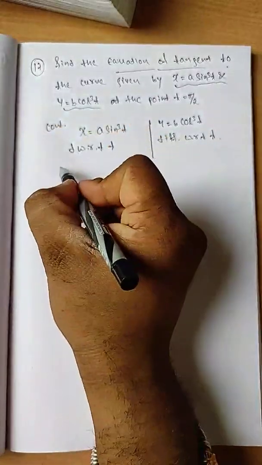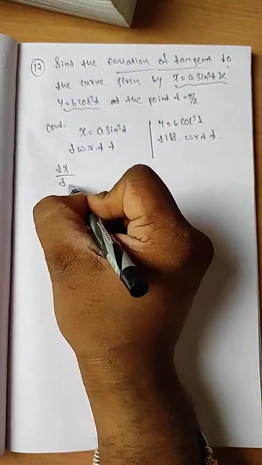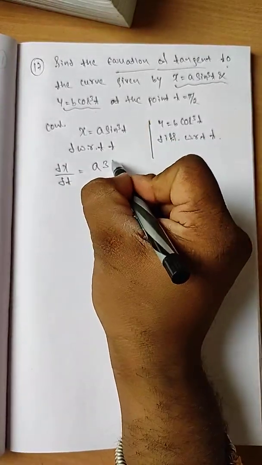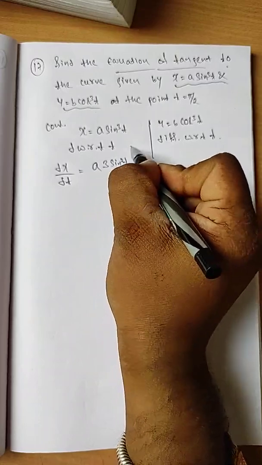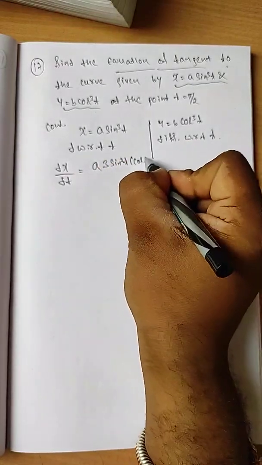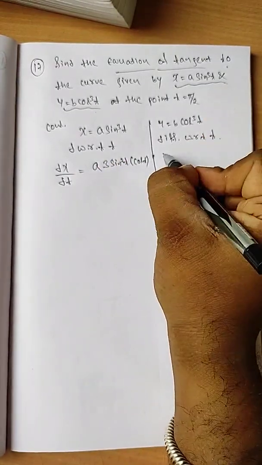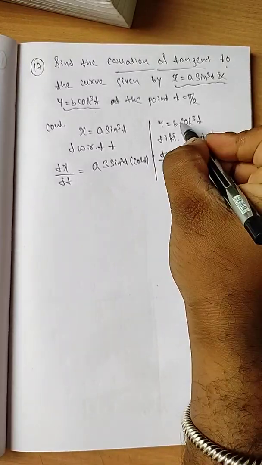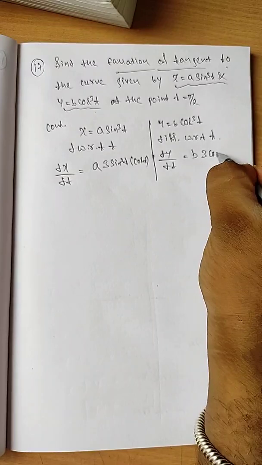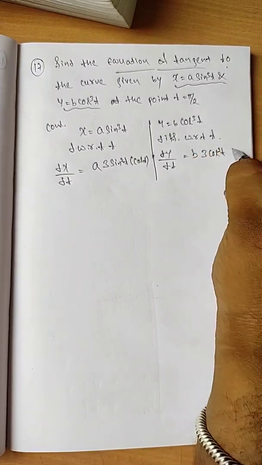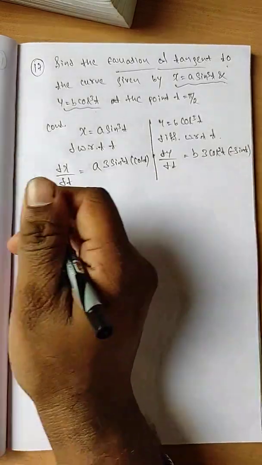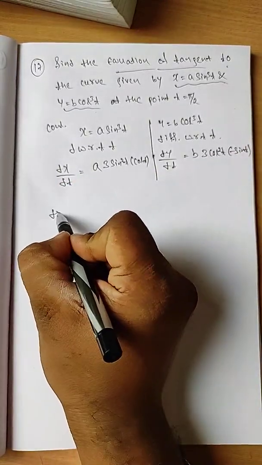Now dx by dt is equal to, here a is a constant, the differentiation of sin cube t is 3 sin square t, again differentiation of sin t is cos t. Now dy by dt is equal to, b is a constant, the differentiation of cos cube t is 3 cos square t, again differentiation of cos t is minus sin t. Is it clear?